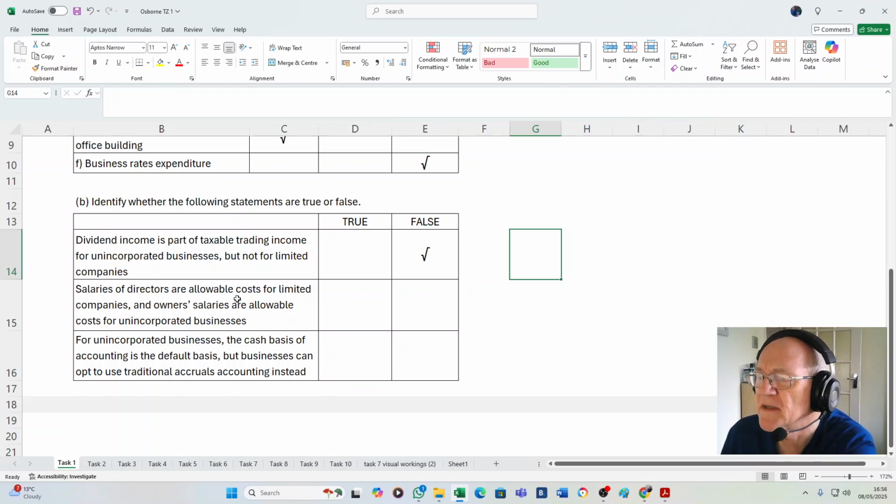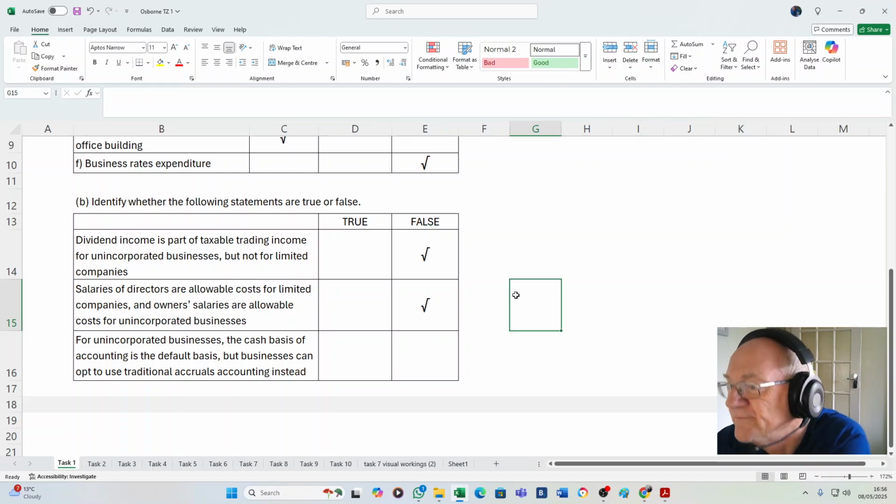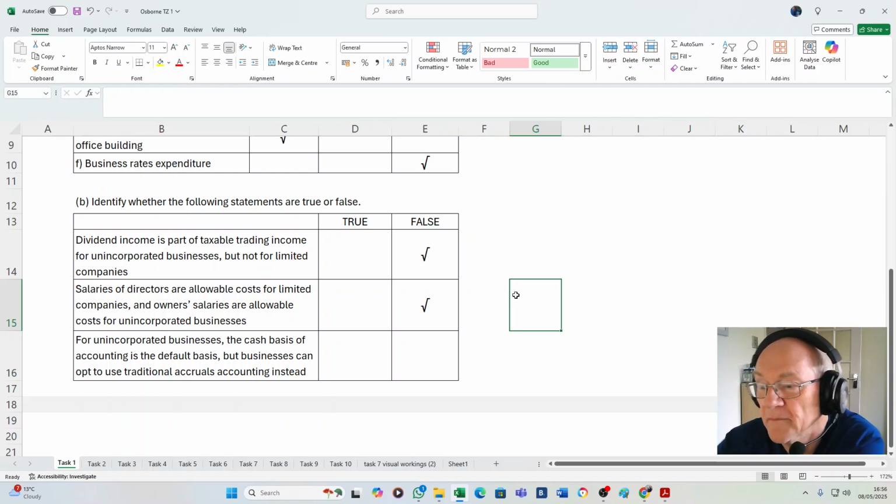Salaries of directors are allowable costs for limited companies. Owners' salaries, well, definitely not. There's no such thing as an owner's salary. It doesn't exist. Drawings. And of course you add it back on, so it's not an allowable cost. One of my annoying things is that teachers at level 2 are taught drawings as an expense. They're not an expense. They're the owner taking out their capital, and of course they have to be added back on when you calculate the tax.